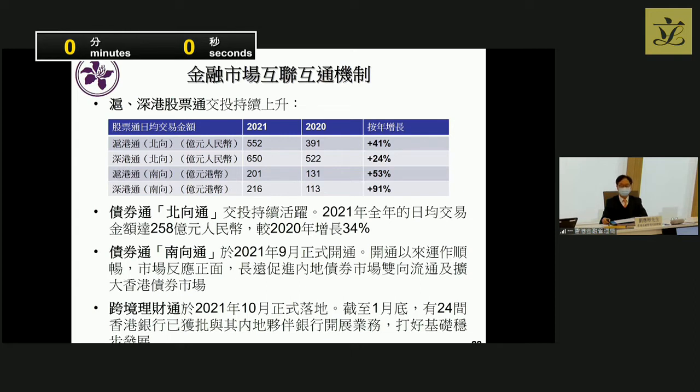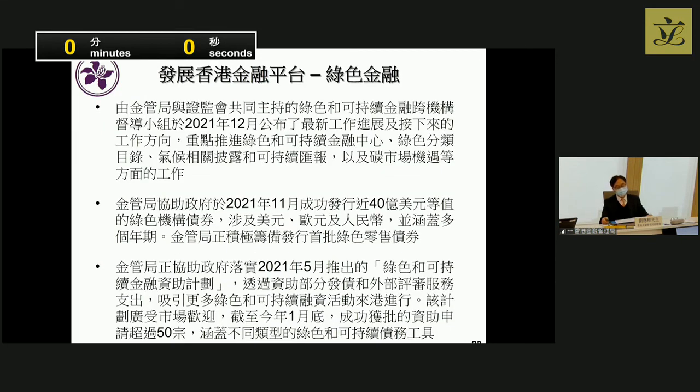At the next step, we'll work with the sector on the promotion and investor education. We'll also listen to the industry feedback to expand these schemes, for example, on expanding the eligibility of eligible products and the class of eligible investors.